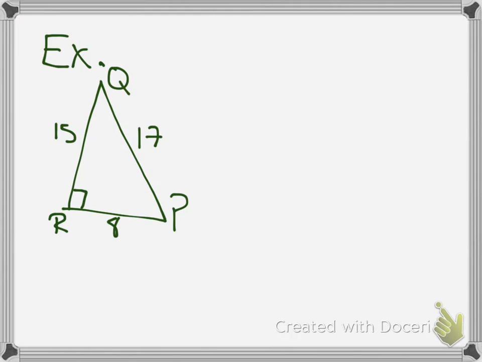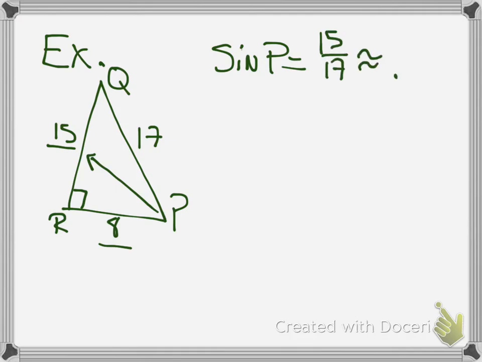Okay, so here we have an example. Here we have a right triangle. We have two legs that are 8 and 15, and then we have a hypotenuse that is 17. If I wanted to find sine of angle P, I can go opposite, which is 15, over the hypotenuse, which is 17. That will give me an answer of approximately 0.88.